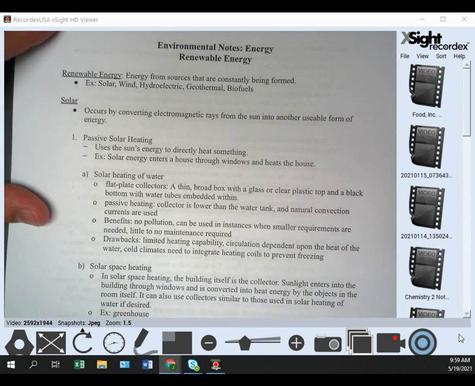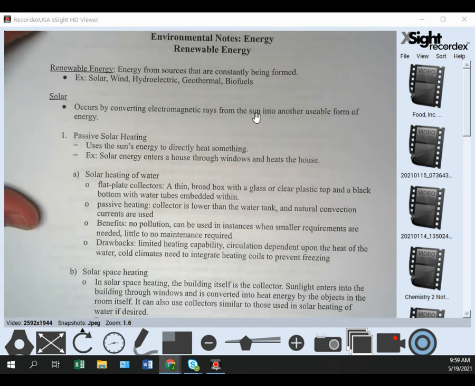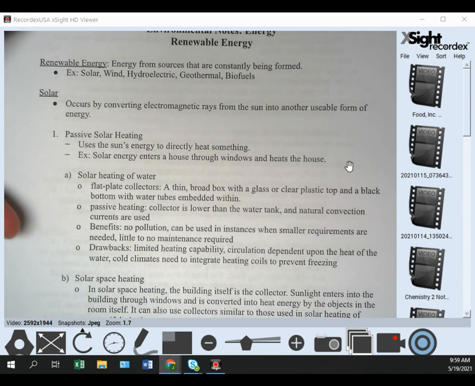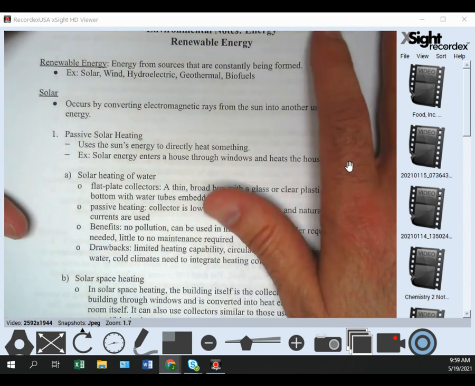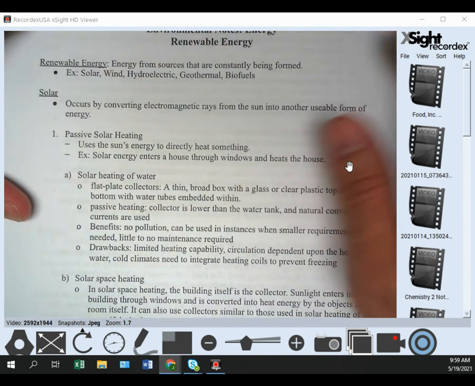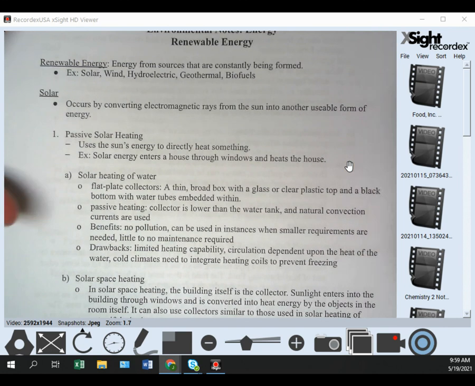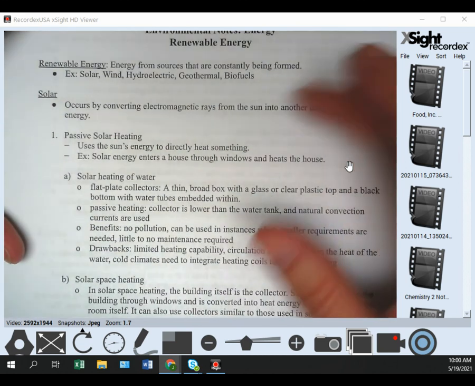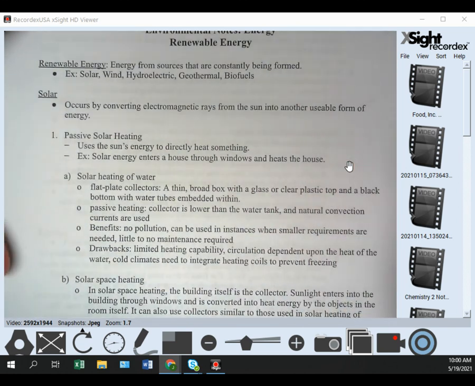So we got a definition here: renewable energy is energy from sources that are constantly being formed. You can also think of renewable energy as sources that can be formed faster than we can use them. In other words, we're not going to run out. Examples: solar, wind, hydroelectric, geothermal, and biofuels.